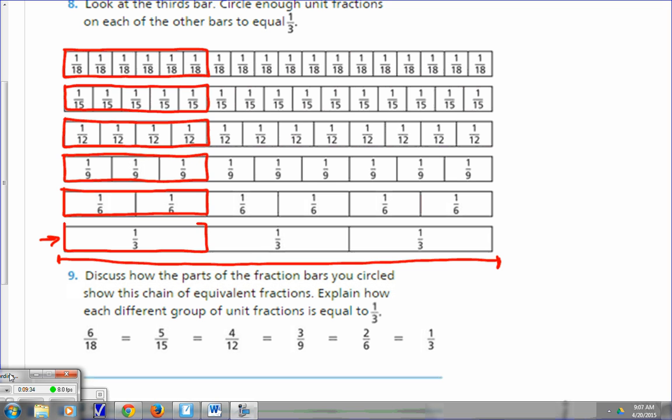Okay, so what did I do to go from here to the simplest form? To go from the smallest unit fraction to the biggest unit fraction, what did I have to do? Turn to your neighbor and talk about it.